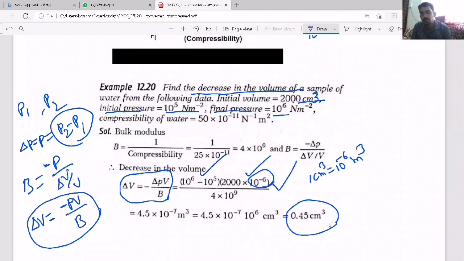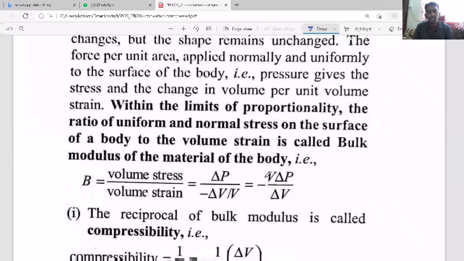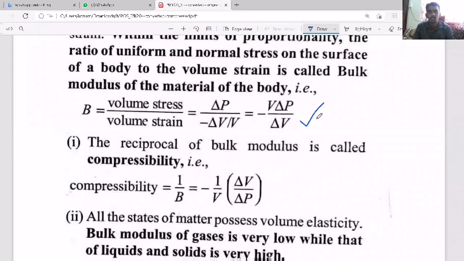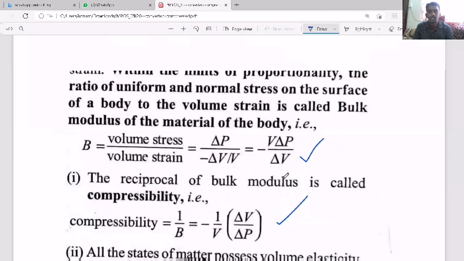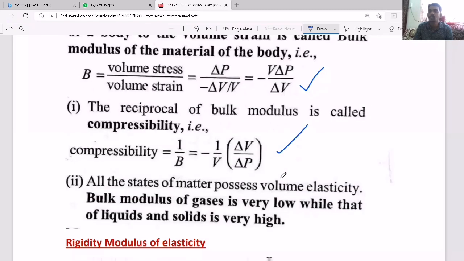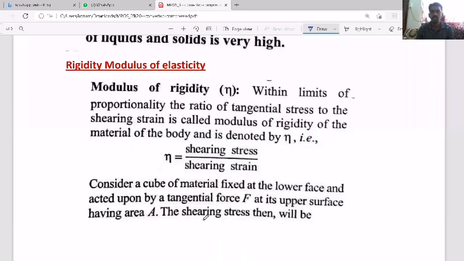So based on Y, based on B, anything they can ask as a question in the entrance. Now here I have given clearly the equation, bulk modulus, compressibility. Just go through it. Same thing, but only for your notes purpose I have given this. So just go through it and try to make clear notes on your own.